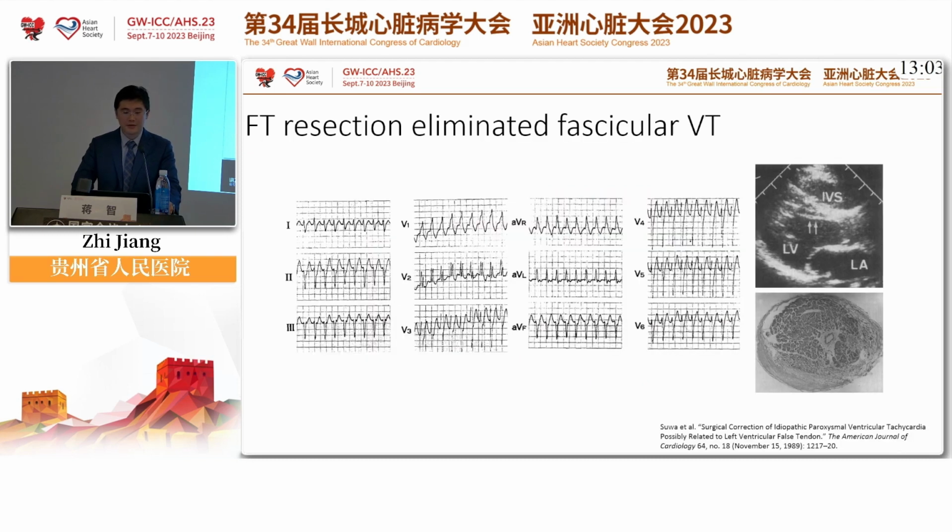The first association between false tendon and the fascicular VT was made in 1989. A young patient without any heart disease had recurrent ventricular tachycardia, and the electrocardiography identified a false tendon arising from the septum to the apex, and the surgical removal of the false tendon completely eliminated the ventricular tachycardia. And the histology of the removed false tendon showed abundance of Purkinje fiber within the false tendon.